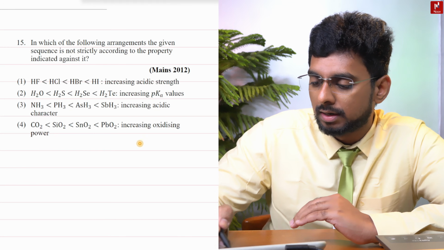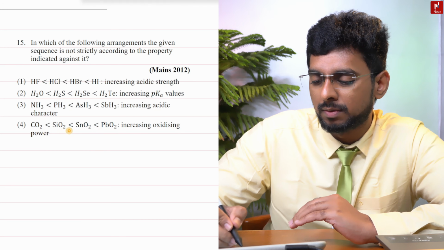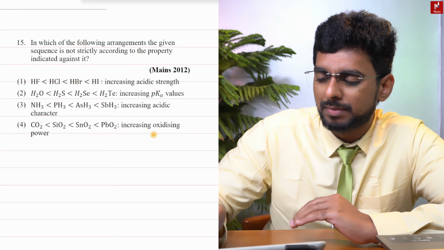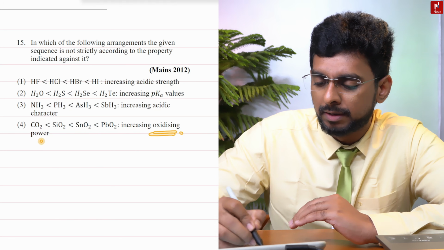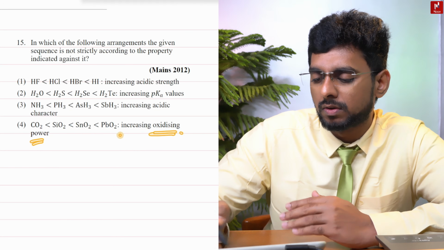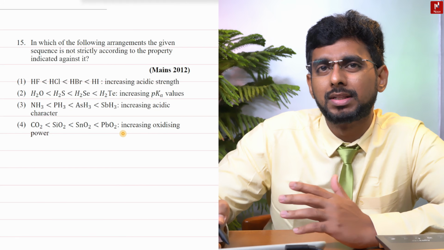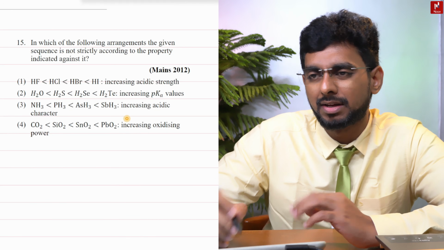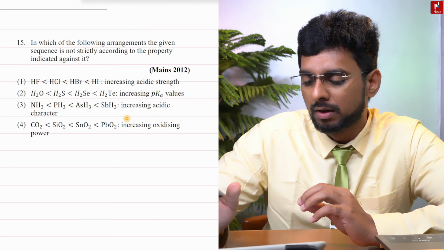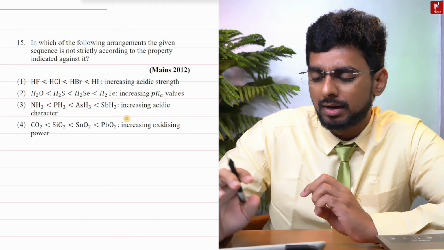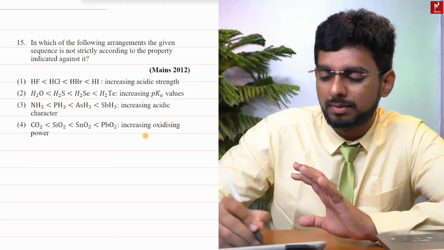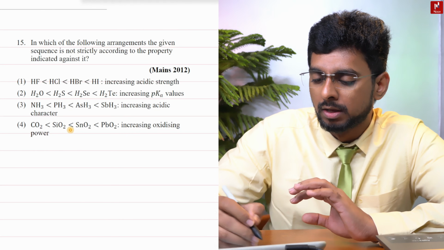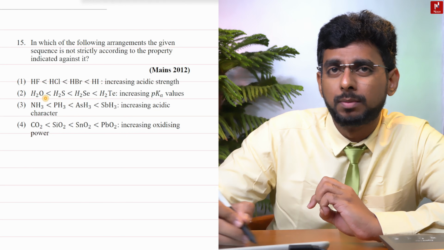Then here you have got CO2, SiO2, and then SnO2, PbO2, right? So this is actually matched with the oxidizing power. Based on the oxidizing power, we will learn it in the upcoming chapter, oxidation reduction. We have got redox reactions where we will learn something. Got it? So do not worry about this oxidizing power as of now, right? Do not worry about this one. And so here option 2 will be my answer.